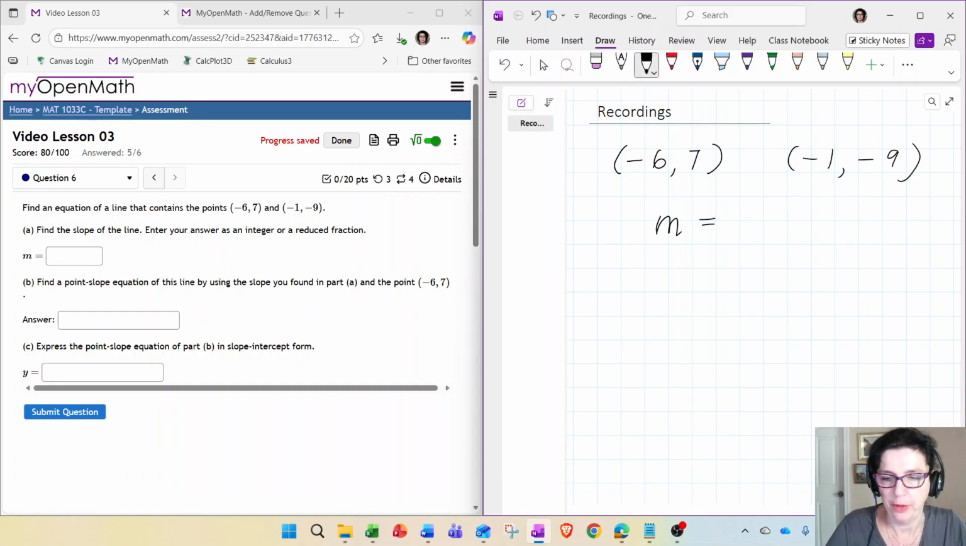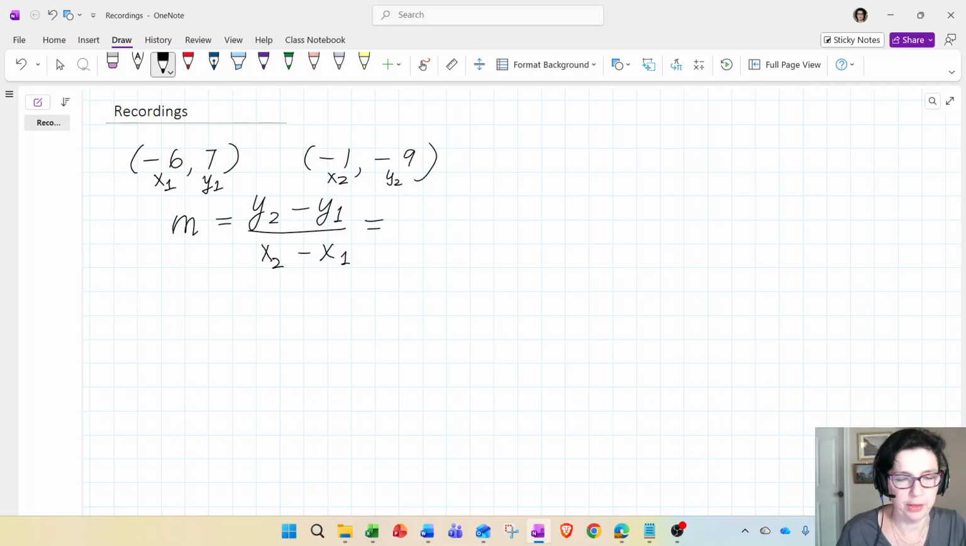So the slope formula, which you do not have to memorize because it's going to be on the formula sheet, is y2 minus y1 divided by x2 minus x1. Okay, so now let's identify what's what here. This is your x1, this is your y1, this is your x2, this is y2. Okay, so let's see if we can simplify this expression by substituting the values. Now, anytime you're substituting a negative, it's very important to remember to put it in parentheses, okay? So let's see if we can do that.